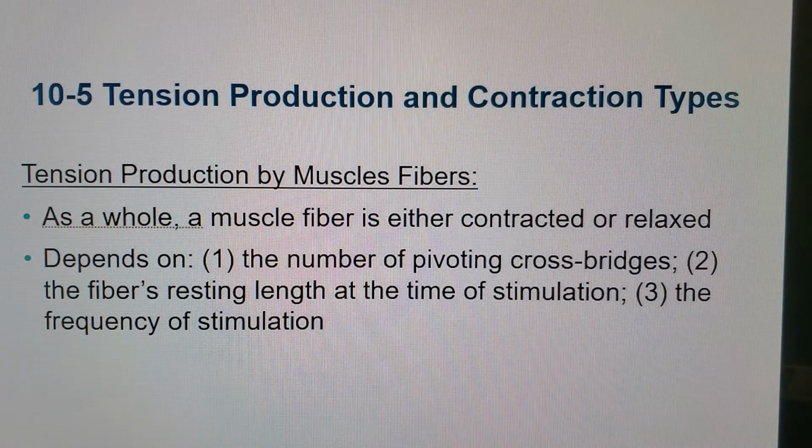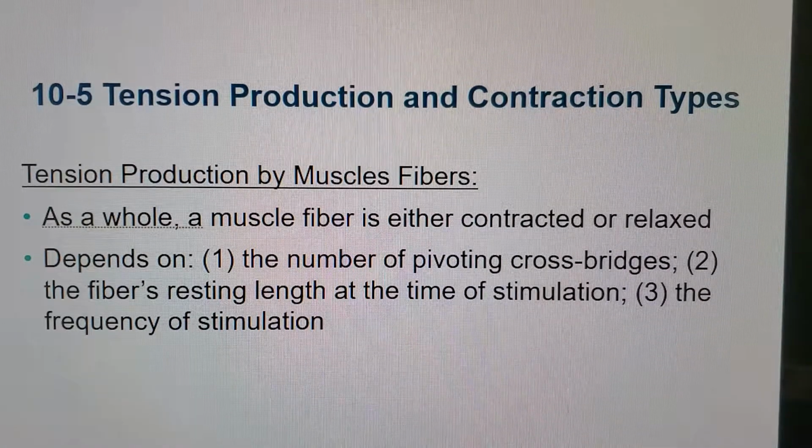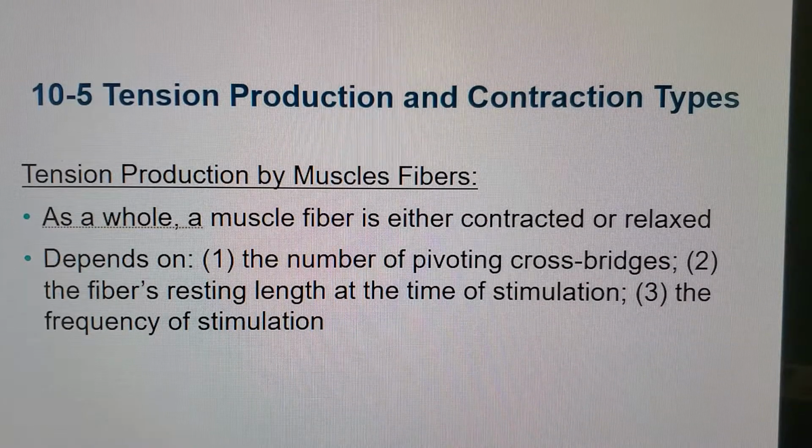Tension as a whole: a muscle fiber is either contracted or relaxed, like we mentioned before. This is going to depend on the number of pivoting cross bridges, the fiber's resting length when it was stimulated, and the frequency of the stimulation. So if the stimulation is very frequent, then it can build up and cause the shortening, summation, and then shortening.